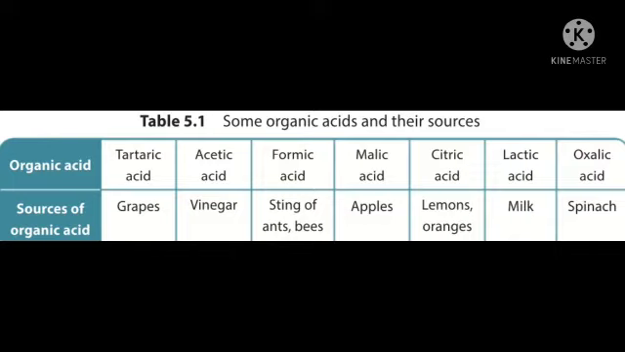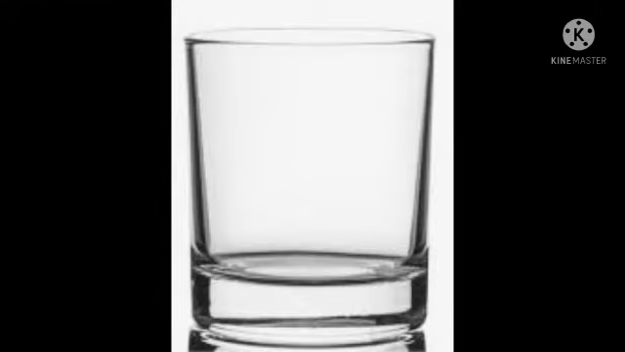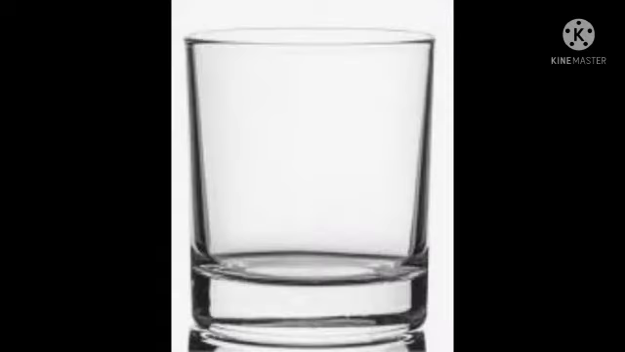So grapes means tartaric acid, vinegar acetic acid, apple malic acid, milk lactic acid, spinach oxalic acid. Acids can be strong or weak. A strong acid is highly corrosive and can cause severe burns. All strong acids are mineral acids.